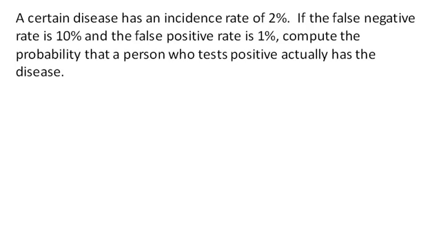So now we have another disease that has an incidence rate of 2%. The false negative rate is 10%, false positive rate is 1%. So let's compute the probability that a person who tests positive actually has the disease. So there's two ways to do this. Let's start with the easy way, and that is to create a table.